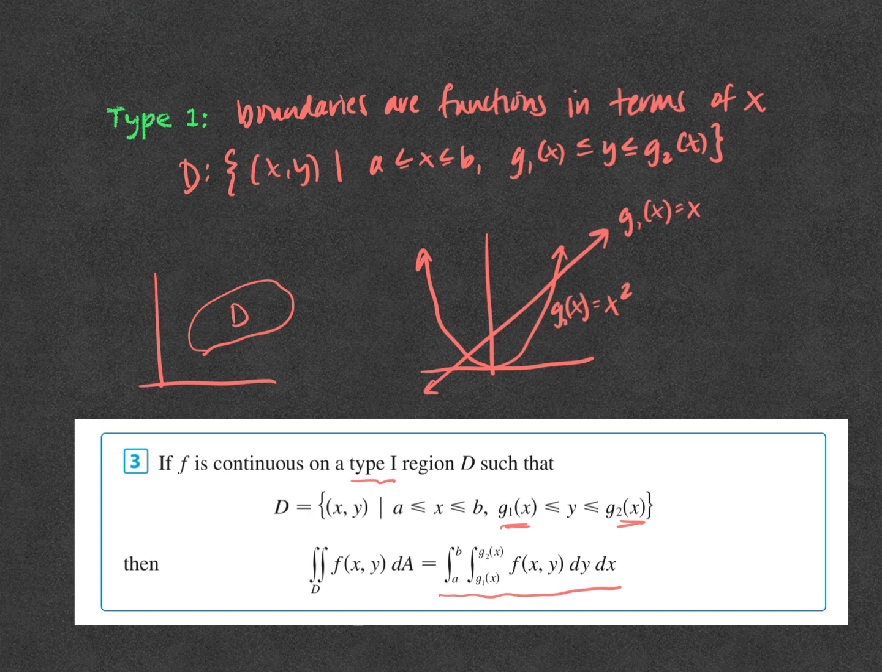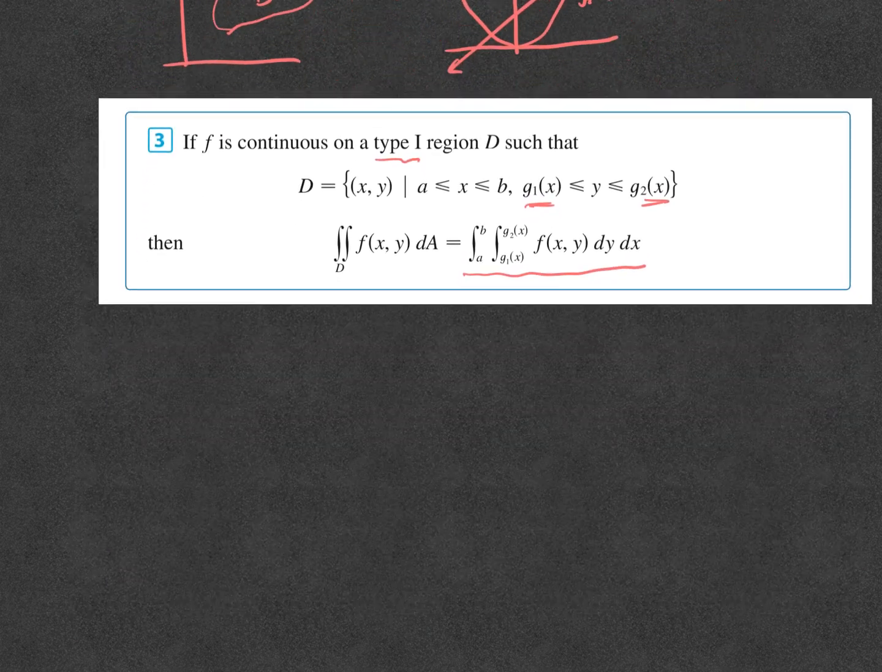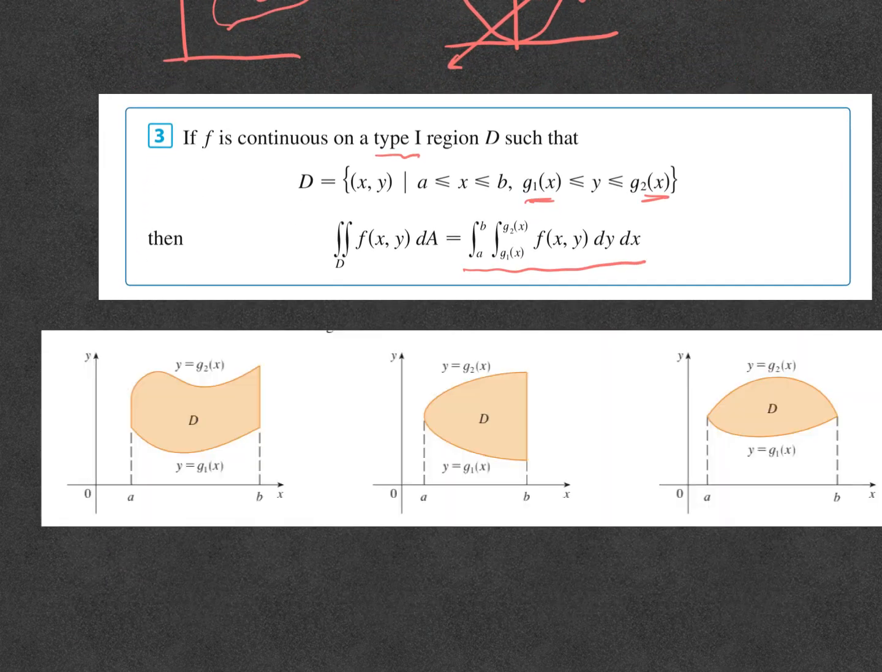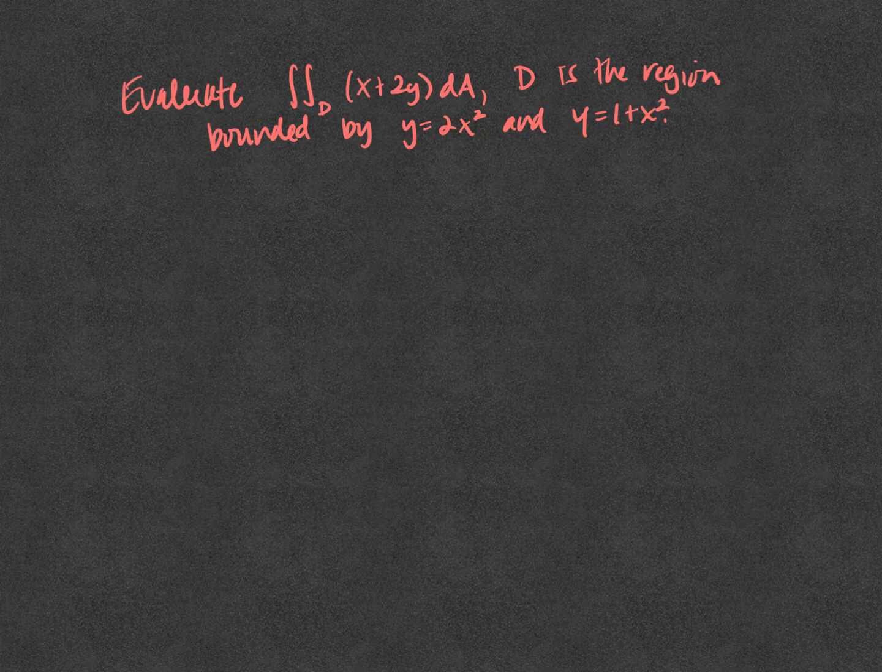Then let's look at a couple of graphs of what this looks like. Here are a few type 2 graphs, and you can see that the y values fall into the d range, and then you can integrate accordingly. Before we look at the type 2 graphs, let's do one of these problems. This problem says to evaluate the double integral, and D is the region bounded by those two equations. When you look at these two equations, they're in terms of x, so this means we have a type 1.